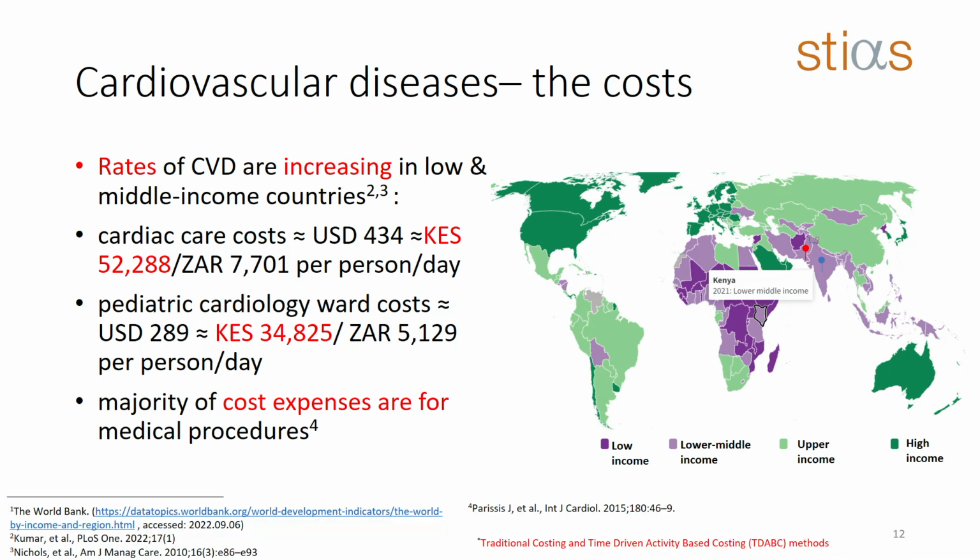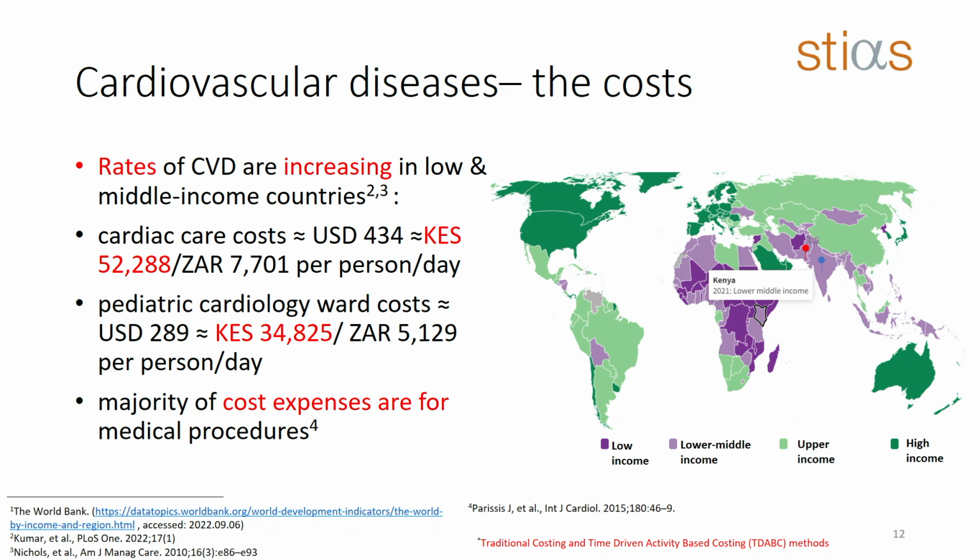Now, Kenya, India, and Pakistan, all of them are classified by the World Bank as low middle income countries. In those three countries that I've mentioned, the cost of cardiac care is approximately 434 USD. In Kenya, that will be more than 52,000 shillings per person per day. For pediatric cardiology, the cost will be slightly lower at 34,800 per person per day. Now, 52,000 shillings, where I come from, is way beyond the reach of so many.